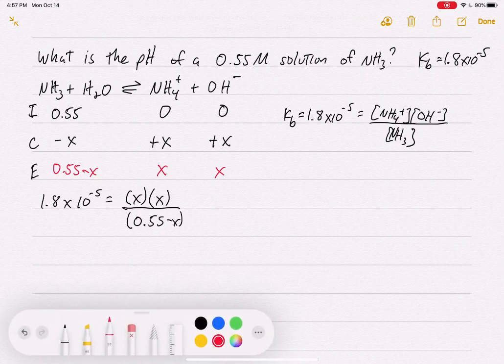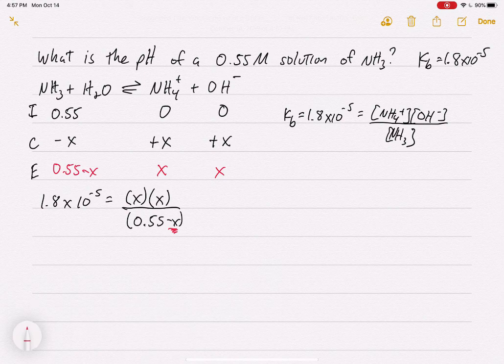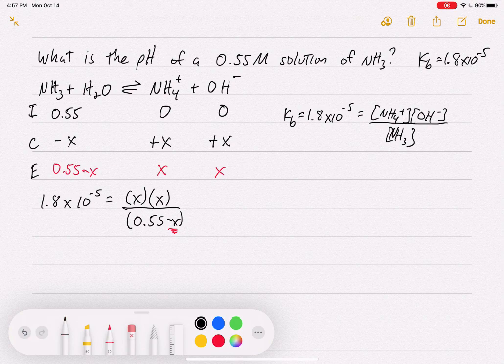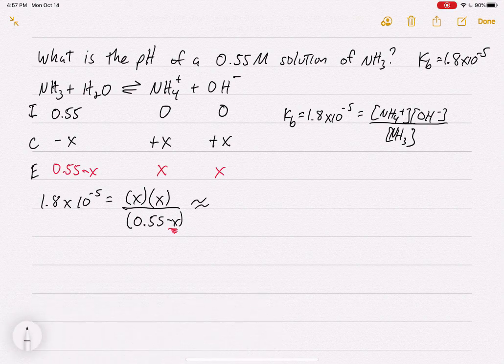Now, once again, we're going to look at the value of the Kb. It's very small, and so the amount of NH3 that we actually lose to NH4 plus and OH minus is going to be fairly small. So we are just going to ignore that X that's being subtracted, and so this is going to be approximately equal to X squared over 0.55. And once I do that, that equation becomes fairly simple to solve. I get a value of X that's equal to 3.15 times 10 to the minus 3. And you can see that that is, in fact, much smaller than 0.55.